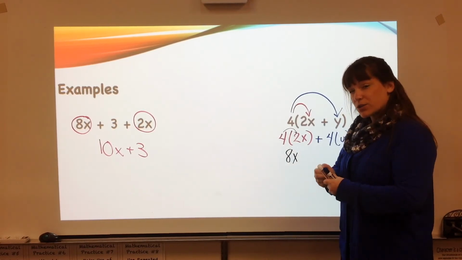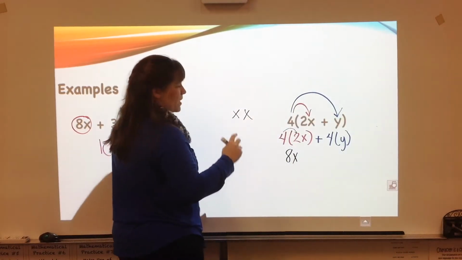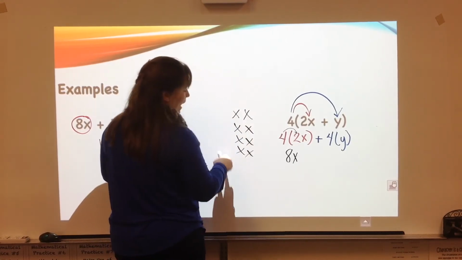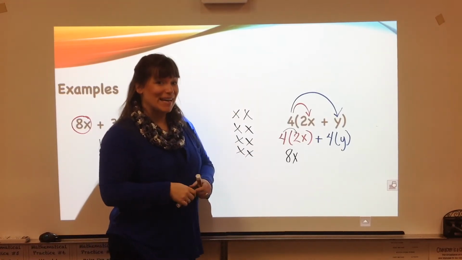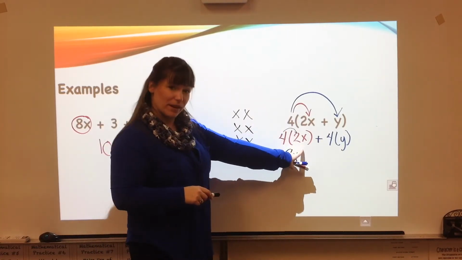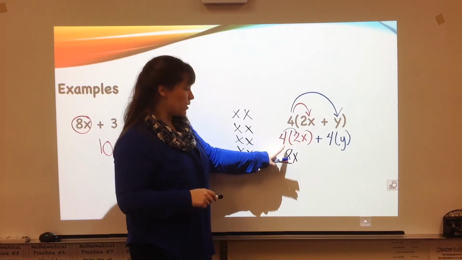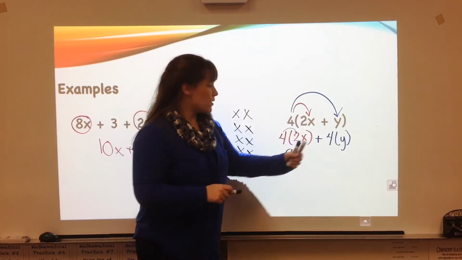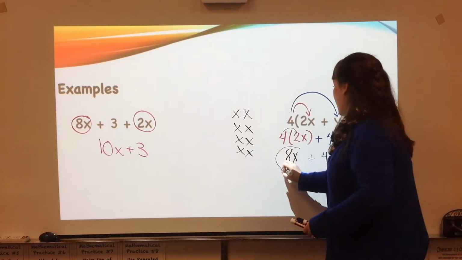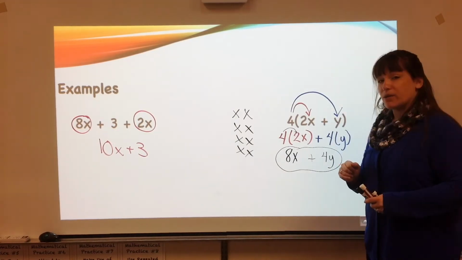If I wanted to show the picture, I would have 2 x's. Here's my 2 x's. But I'm going to repeat that 4 times. So 1, 2, 3, 4. How many x's do I now have? I have 8 of them. So that's why this is the way to simplify when you have a variable. You don't know what that x is, but you can take the number 2 and the 4 and multiply those together. For the 4y, I'm just going to get rid of the parenthesis so that I have 8x plus 4y as a simpler way of writing my original expression.